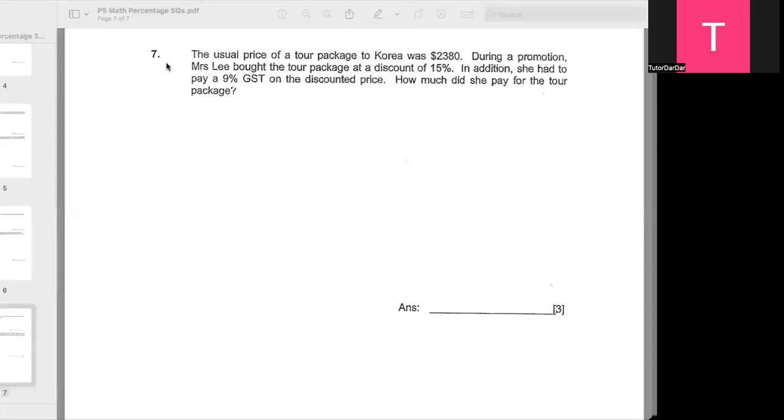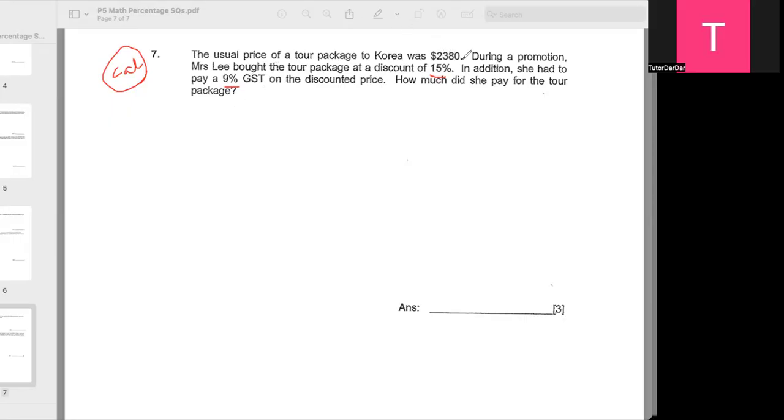Okay, this question is a paper 2 question, so you can use a calculator for this. Okay, so let's read. The usual price of a tour package to Korea was 2,380. During a promotion, Mrs. Lee bought a tour package at a discount of 15%. In addition, she had to pay 9% GST on the discounted price. How much did she pay for the tour package?